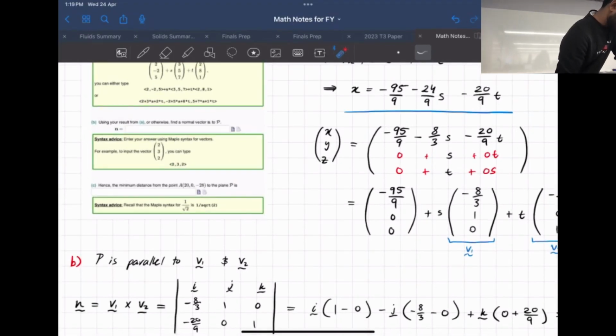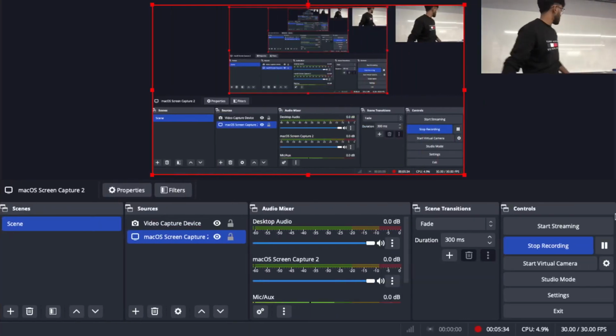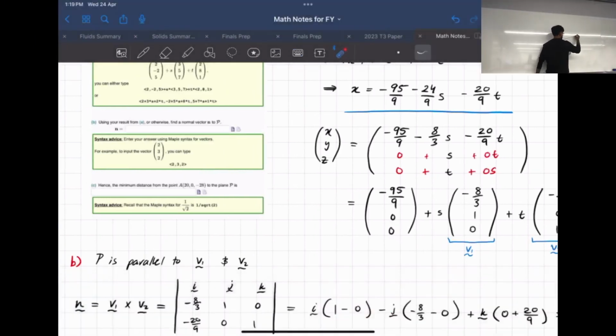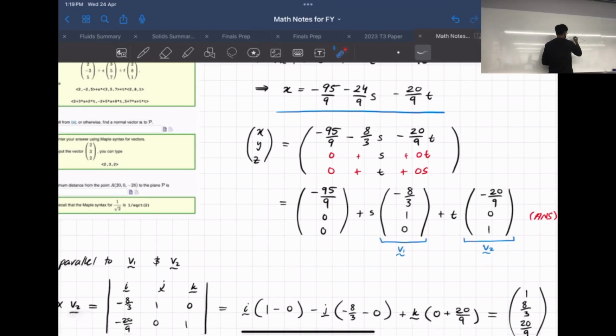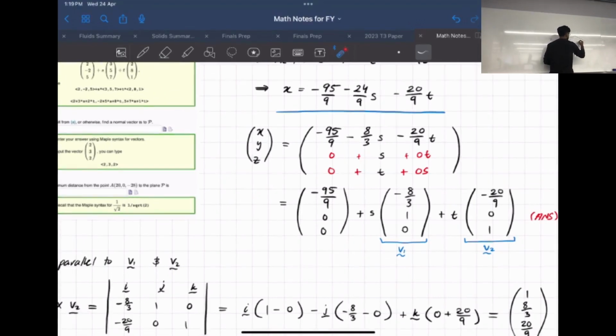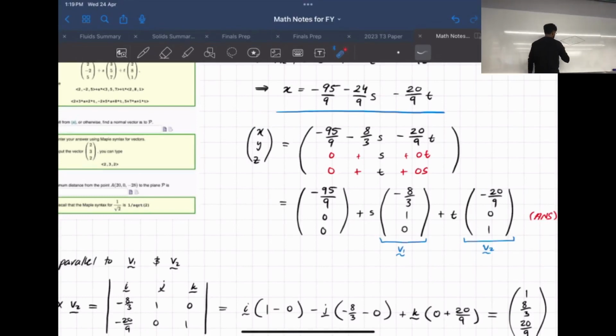Find a normal vector n to P. So I'm going to do this on the board. Okay, I'll just do it here. So imagine we have a plane. So this is our plane P. So we know there are 2 vectors that are parallel to the plane, or lie on the plane, right? So I'm going to call these V1 and V2. The V1 and V2 we can find from our parametric vector equation. I'm just going to let V1 in our case be minus 8 on 3, 1, 0. V2, I'm going to let it be minus 20 on 9, 0 and 1.